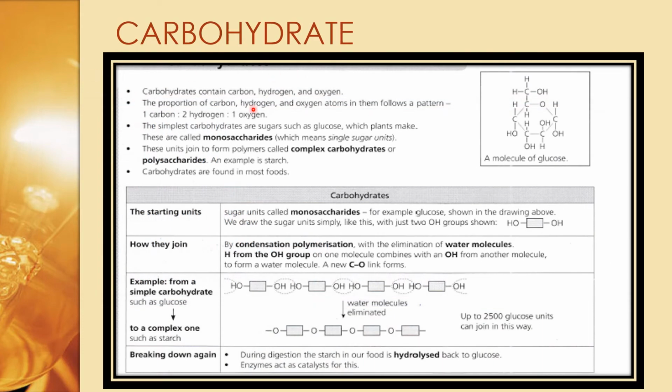Let's look at carbohydrates. Carbohydrates contain carbon, hydrogen, oxygen. The simplest carbohydrate sugar is glucose, which plants make. These are called monosaccharides. Complex carbohydrates we call polysaccharides, like starch. Carbohydrates are found in most foods. So the starting unit is the monosaccharide. How do they join together? They join by condensation polymerization, with the elimination of water molecules. From glucose you can make starch, and you can break starch down again to glucose by the hydrolysis process, and enzymes act as catalyst for this. You need to know the catalyst.